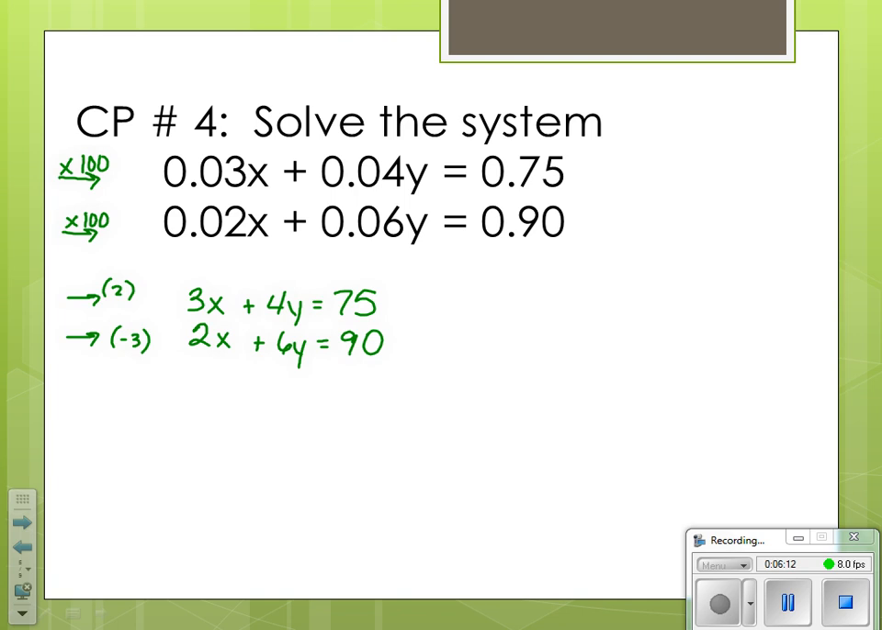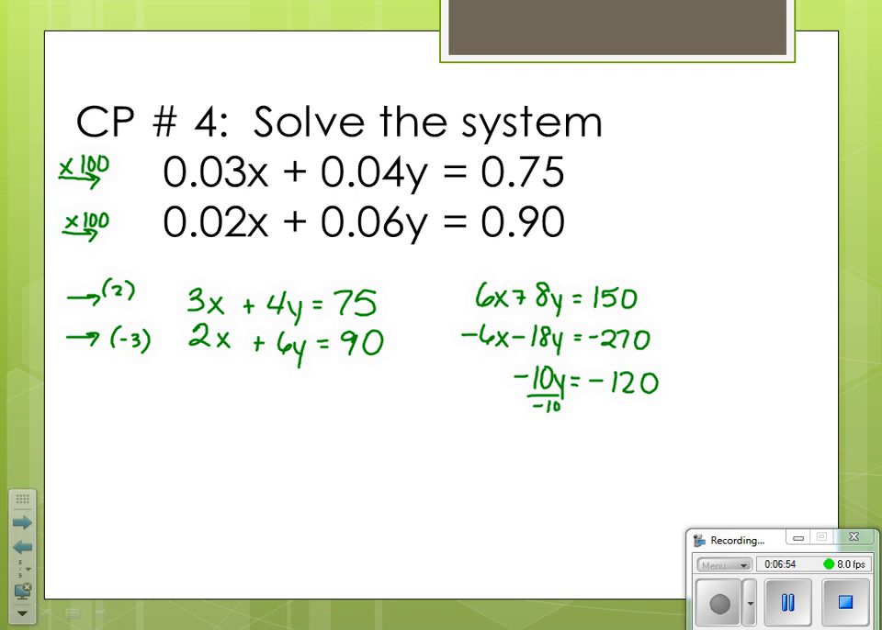All right, so let's look at what our new top equation is going to look like. Multiplying everything by 2. 2 times 3x is 6x. 2 times 4y is a positive 8y. And 2 times 75 is 150. Second line, multiplying through with a negative 3. Negative 3 times 2x is negative 6x. Negative 3 times 6y is a negative 18y. And negative 3 times 90 is a negative 270. We can combine. So the x's will eliminate each other. A positive 8y and negative 18y make negative 10y. And 150 and a negative 270 give me a negative 120.